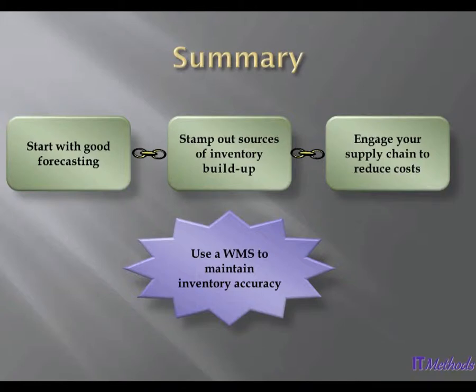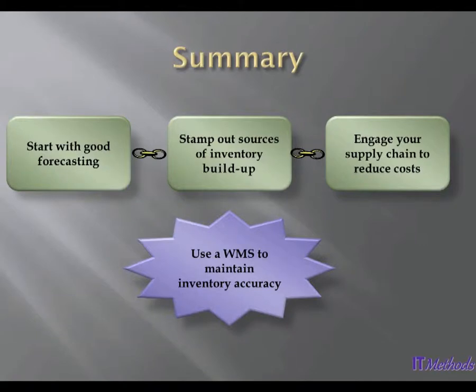And then engage your supply chain and work closely with your vendors to reduce costs. And if they're not cutting the mustard, look for new vendors. And don't just look at the lowest price. Make sure you're looking at the total cost of that inventory. And finally, using a warehouse management system is going to go a long way to help you maintaining the accuracy of your inventory, which is so critical to making everything else work.